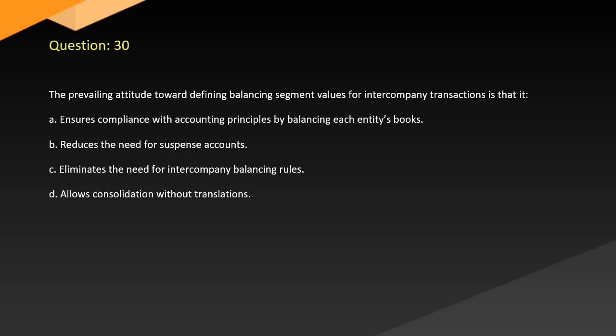Question 30. The prevailing attitude toward defining balancing segment values for intercompany transactions is that it A. Ensures compliance with accounting principles by balancing each entity's books. B. Reduces the need for suspense accounts. C. Eliminates the need for intercompany balancing rules. D. Allows consolidation without translations.